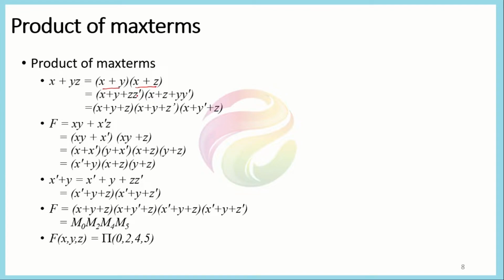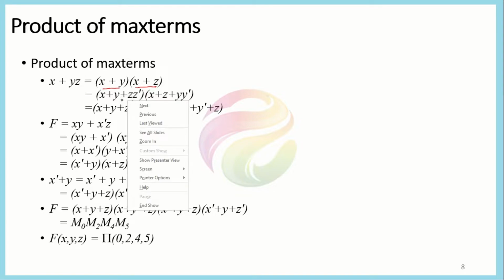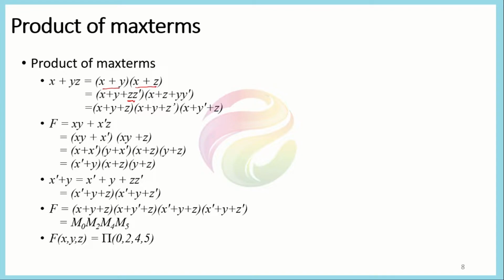What we do is, from the postulates of Boolean algebra, we know that if we write z into z complement, that is always equal to 0. So we can write it here as z and z complement, and here as y and y complement. Similarly, if we apply the distributive law, you can open them up like this one and this one, and because two of the terms are the same, they will finally result in the same thing. So now this function is represented in the form of max terms in this form.